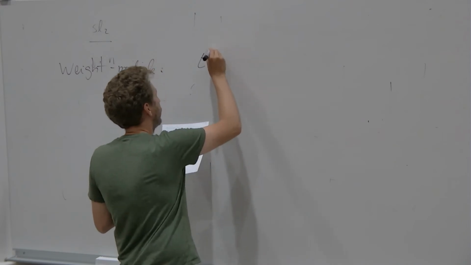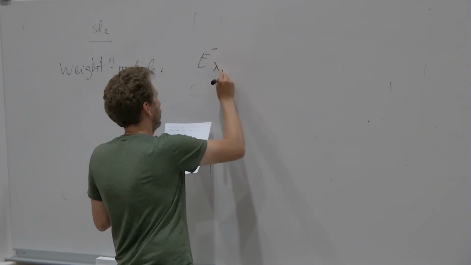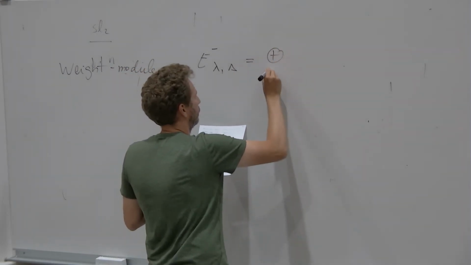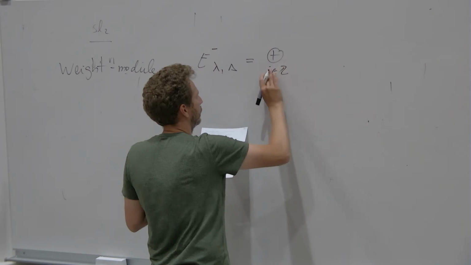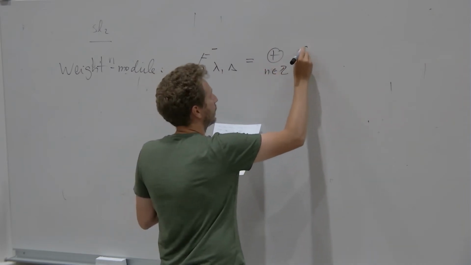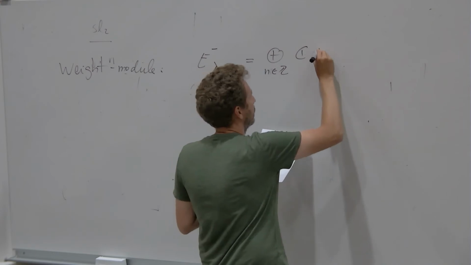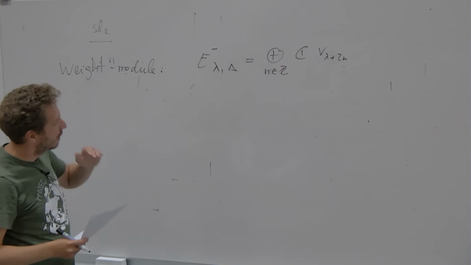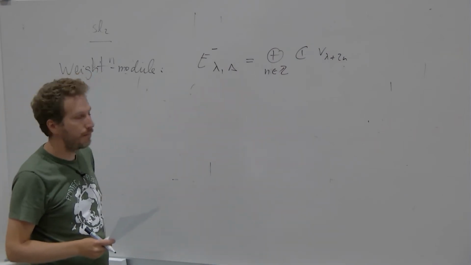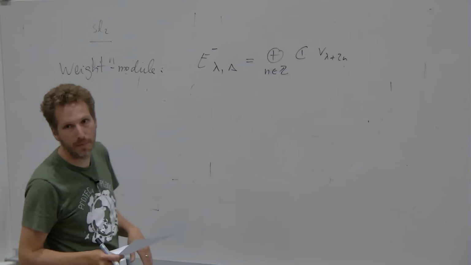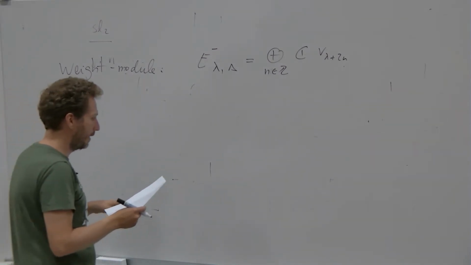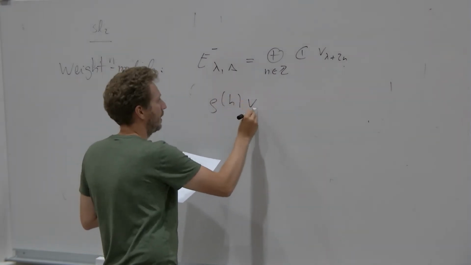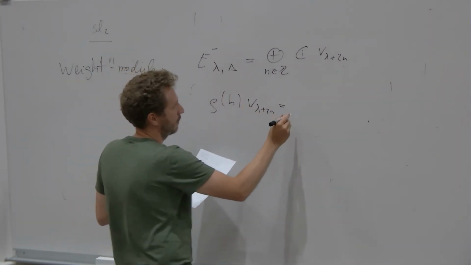And I give it a superscript minus. As a vector space, it's just a vector space of countable dimension with a basis given by these v lambda plus 2n. And now I define an action of SL2 on it. The action of H, you can already guess, is just given by multiplication with the weight label.